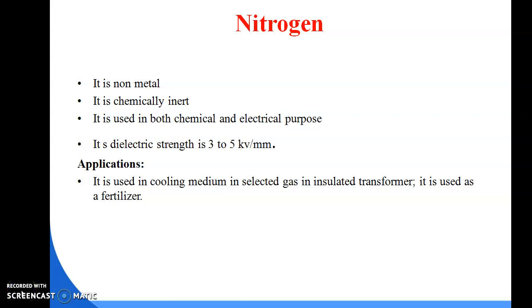We discussed nitrogen gas. It is a gas insulating material, and it is used as a cooling medium in our transformer. It is also used as a fertilizer.